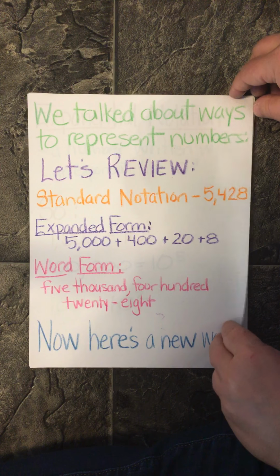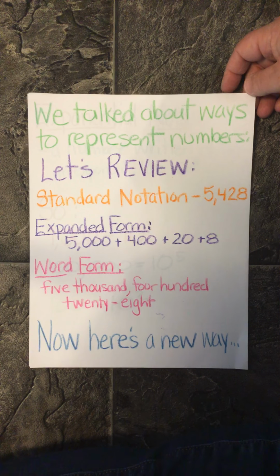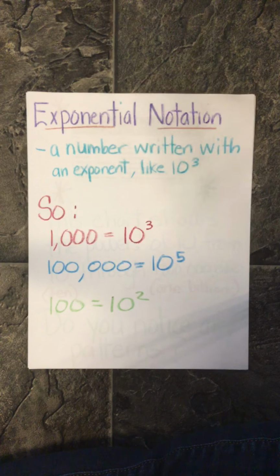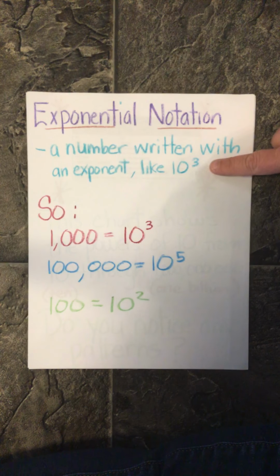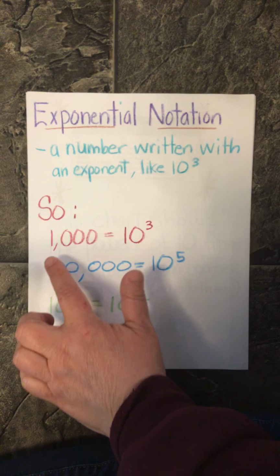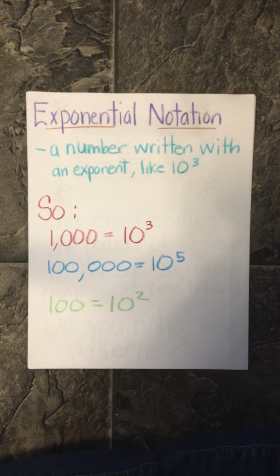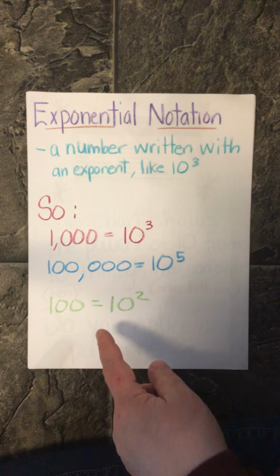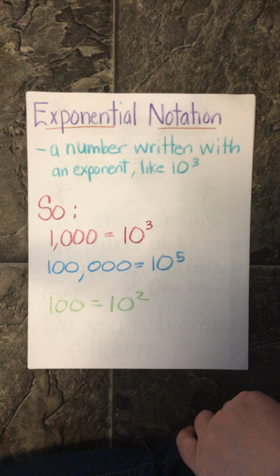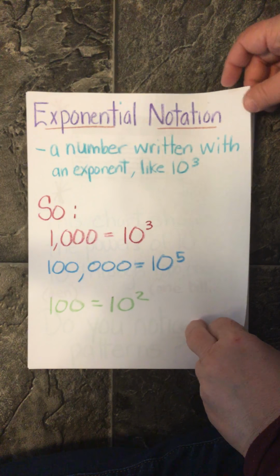And now I have a new way to represent numbers, and that's called exponential notation. It's a number that is written with an exponent, like 10 to the third power, or like we talked about earlier, 10 to the second power. So 1,000 equals 10 to the third power in exponential notation. 100,000 equals 10 to the fifth power in exponential notation. And 100 equals 10 to the second power in exponential notation.